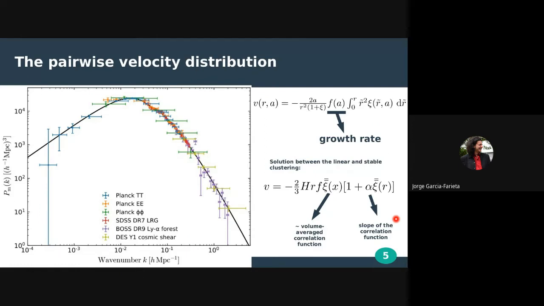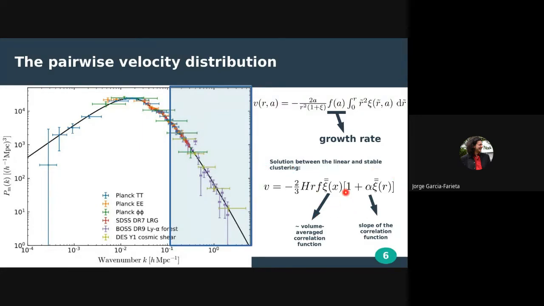In a first approach, the pairwise velocities are related to the density field following this expression. It comes from pair conservation, from conservation laws, and is more or less valid for the regime shown in this figure, that in configuration space is equivalent from a few megaparsecs up to 40 megaparsecs in our work. So we can also extrapolate the linear regime to the nonlinear regime using this kind of parametrization.